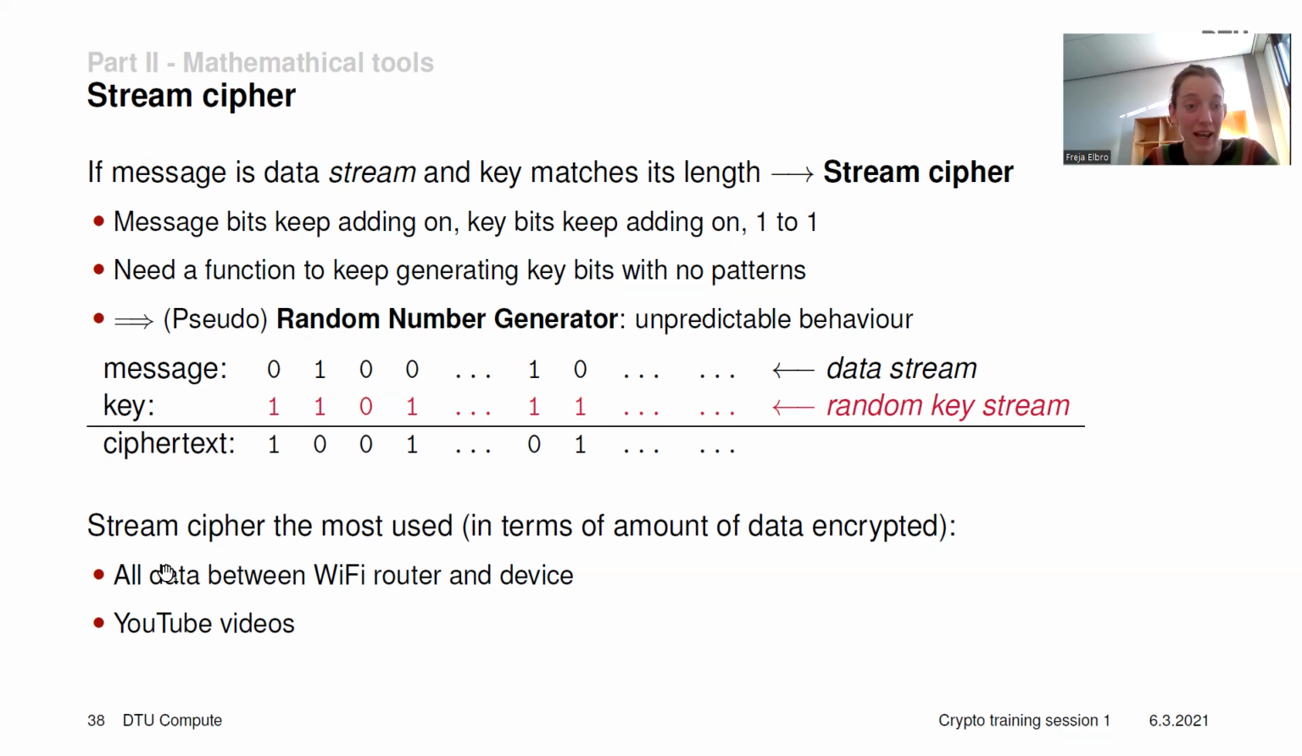On the practical side, stream ciphers are the most used in terms of amount of data encrypted. All data between Wi-Fi router and device and YouTube videos are encrypted this way.